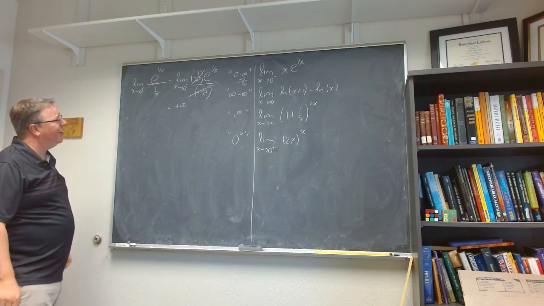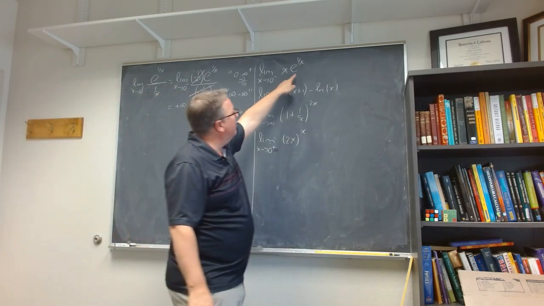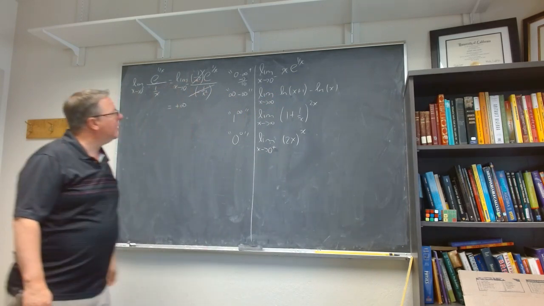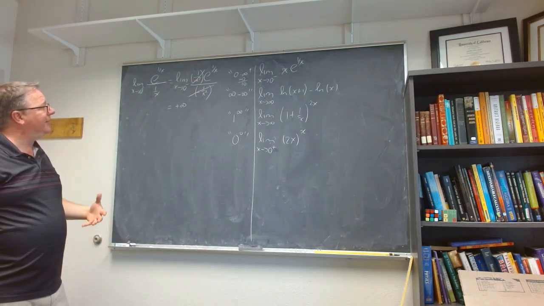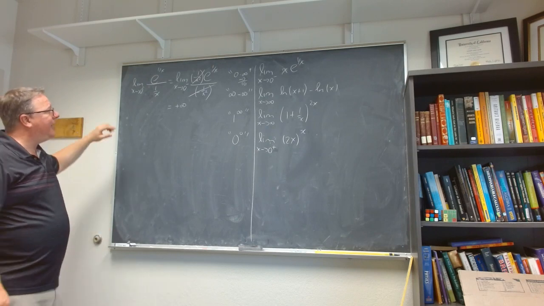So in this particular case, e to the 1 over x won the race. Super satisfying, super nice to actually get this limit. Let's look at the second one.